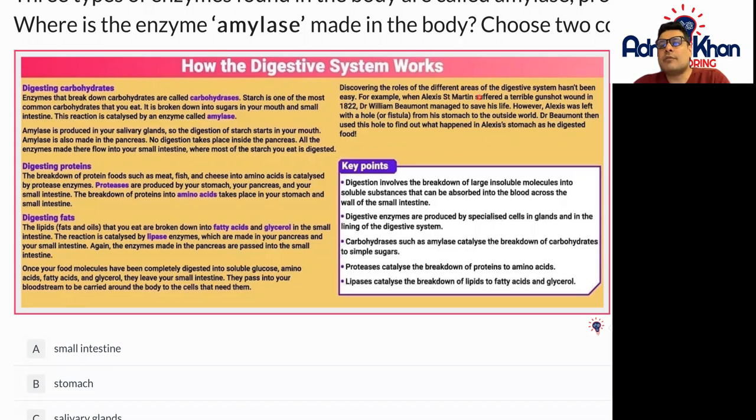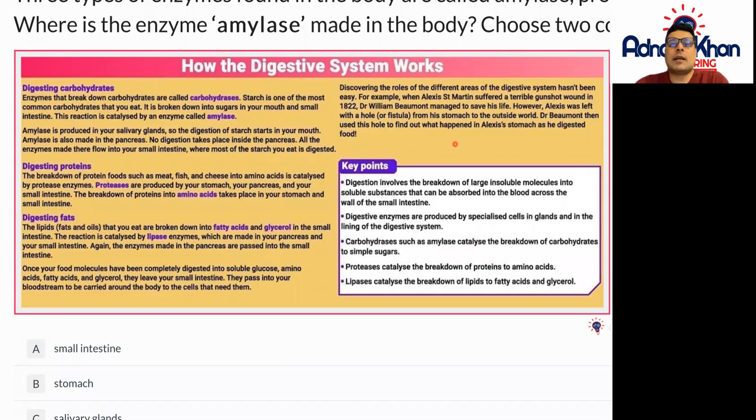Discovering the roles of the different areas of the digestive system hasn't been easy. For example, when Alexis St. Martin suffered a terrible gunshot wound in 1822, Dr. William Beaumont managed to save his life. However, Alexis was left with a hole from his stomach to the outside world. Dr. Beaumont then used this hole to find out what happened in Alexis' stomach as he digested food.